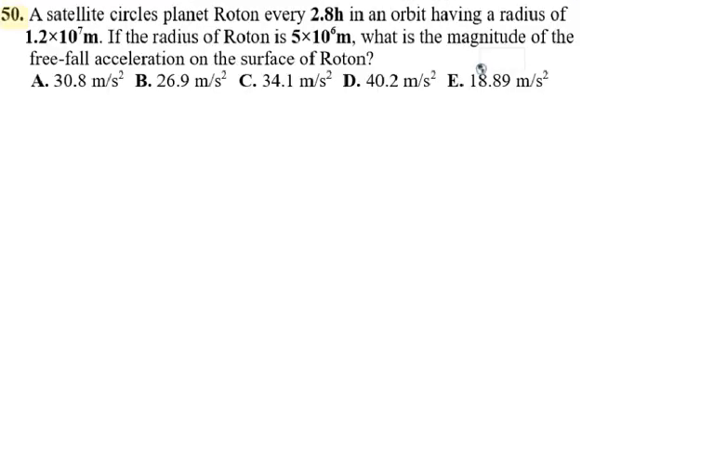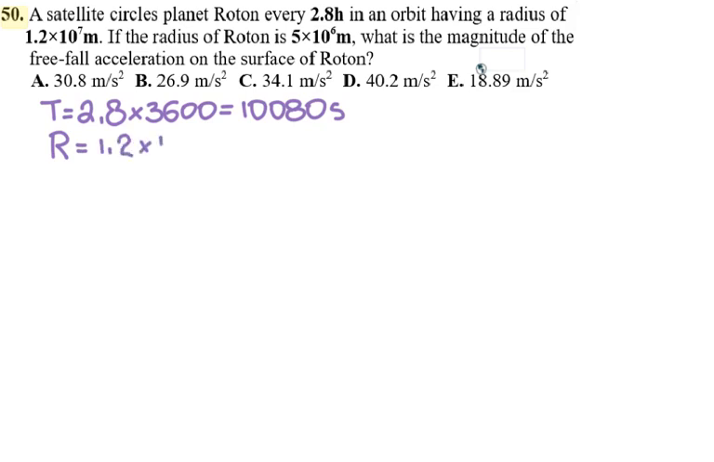Here's one more question. A satellite circles a planet Roton every 2.8 hours. So I'm going to write the period is 2.8 hours. But if I times it by 3,600 seconds in 1 hour, that gives me 10,080 seconds. And the orbit has a radius of 1.2 × 10^7 meters, and the radius of Roton is 5 × 10^6 meters. What is the magnitude of the free fall acceleration on the surface of Roton?